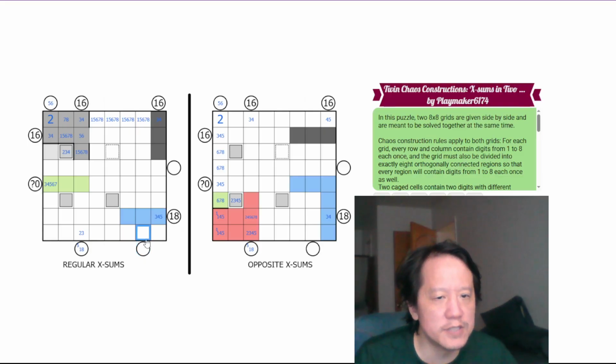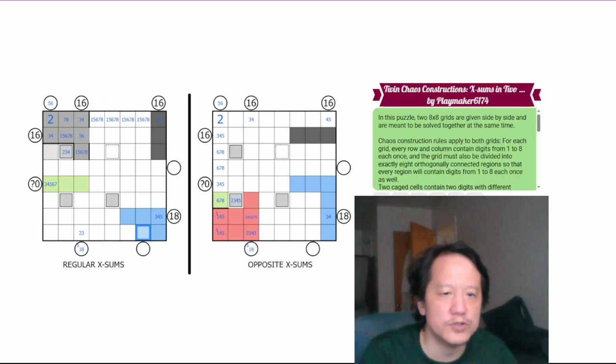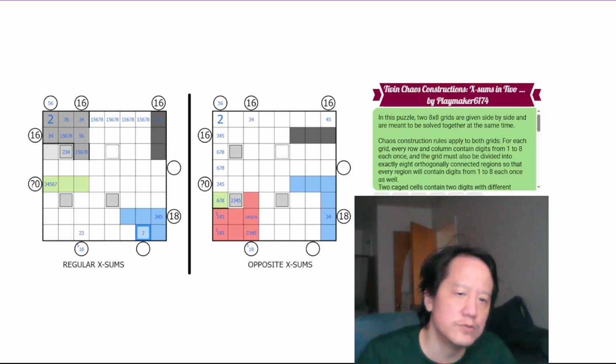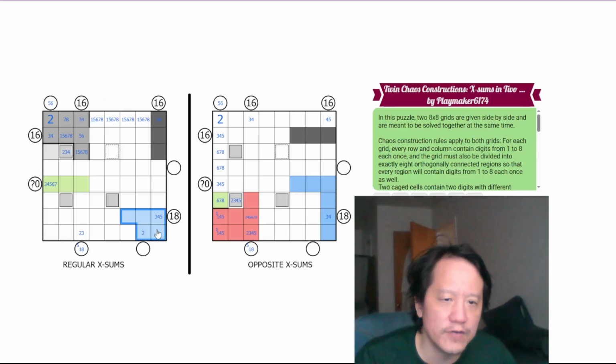So this, since this can't be value 1, these have to be part of the same region. And therefore this is part of that region, guaranteed. So this must be at least 2. So it could be 2. We have 5 here, 6, 7, 8.